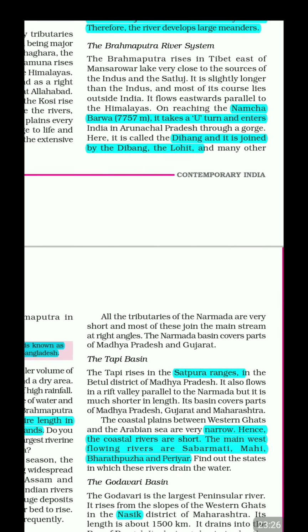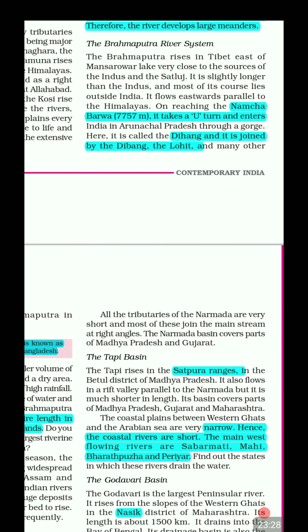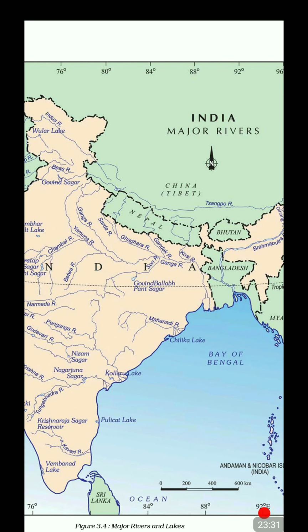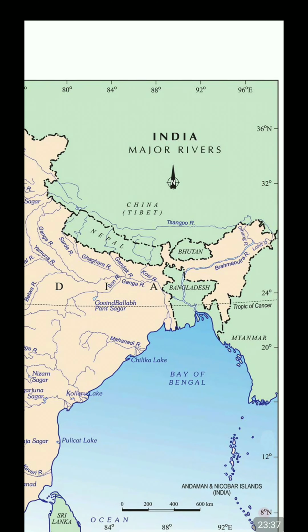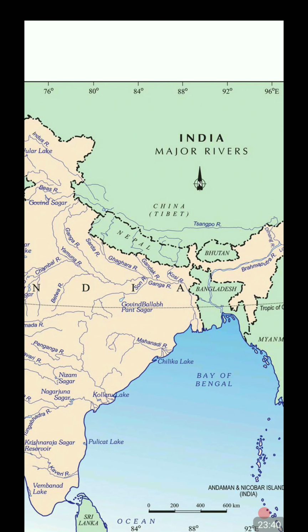Next we come to the Brahmaputra river system. The Brahmaputra rises in Tibet, right? So this is the Ganga river system, right? The Brahmaputra again starts from a region very near to the Mansarovar lake. It's known as Sangpo in China. It's known as Dihang in Arunachal. It's known as Brahmaputra in Assam, and it's known as Jamuna in Bangladesh.